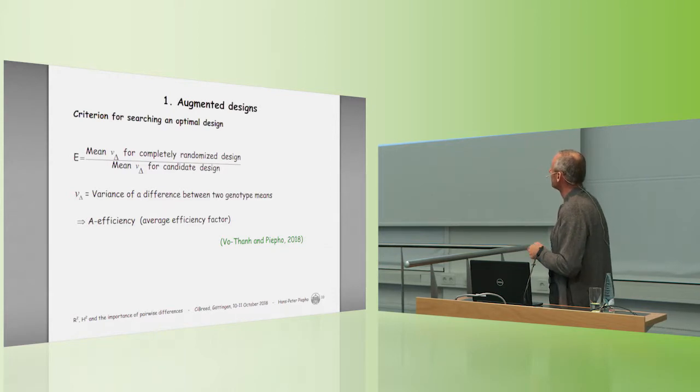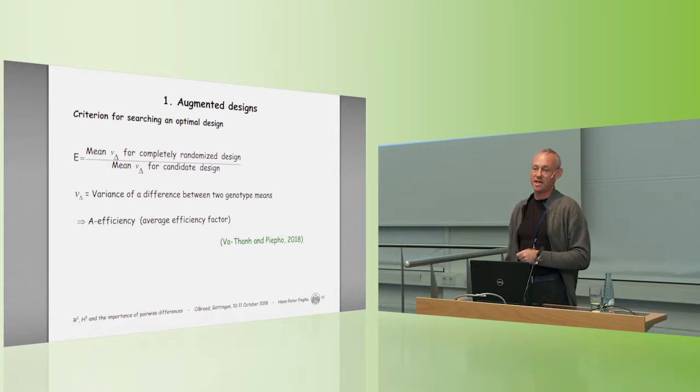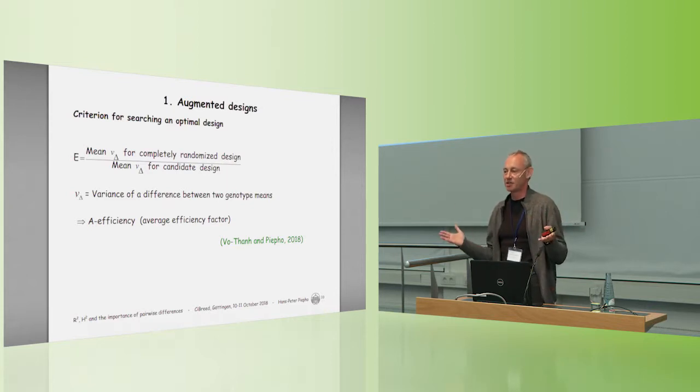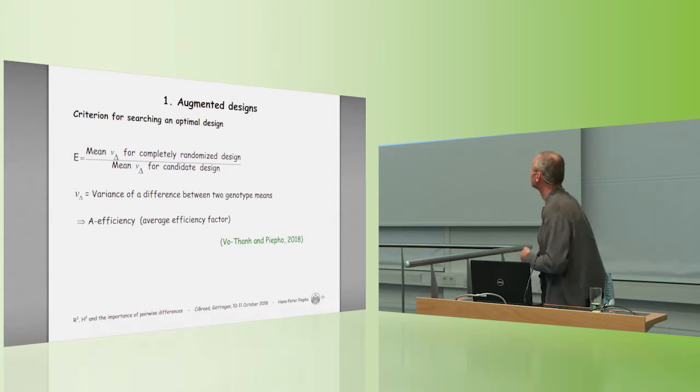And the point I want to emphasize is that it involves the variance of a difference between 2 genotype means. And it sort of averages those across all the pairs. So it's really, any experimental design, any of the classical experimental designs that you use is based on a criterion that uses the variance of a difference between genotypes.